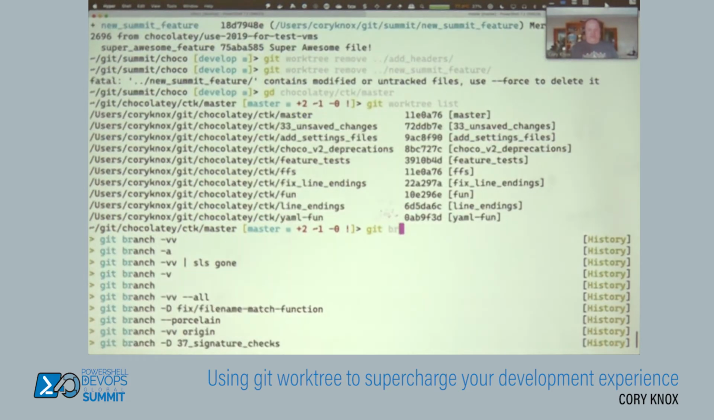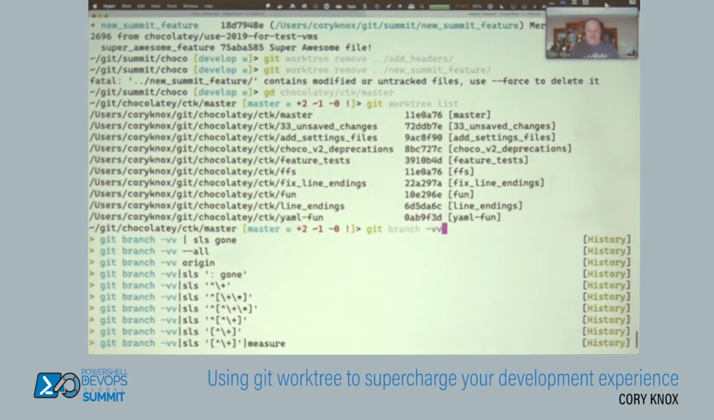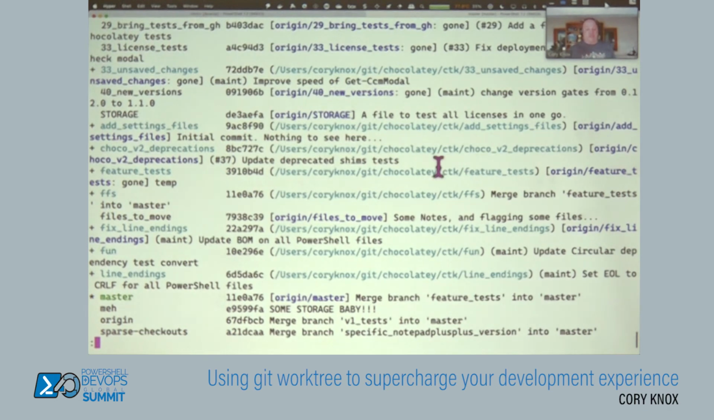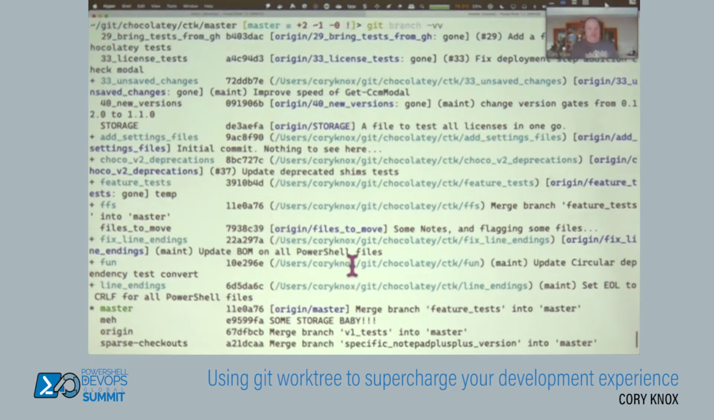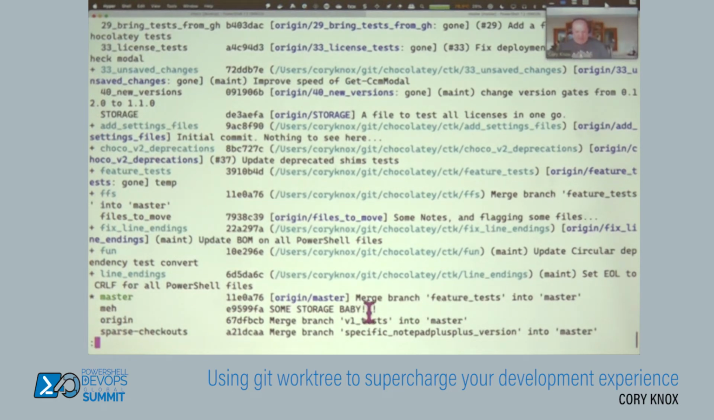If we pull up git branch, I have even more branches than I have worktrees. And I'm proud to say that I have lots of really good commit messages, like "nothing to see here" and whatnot.